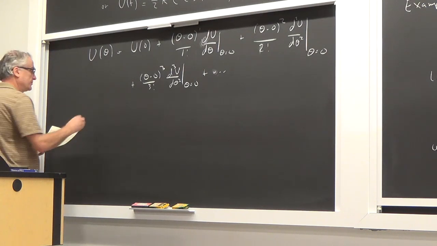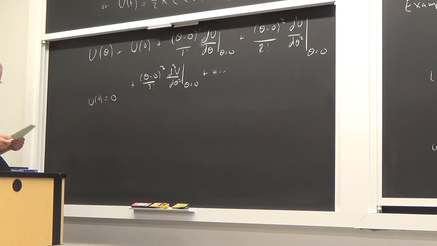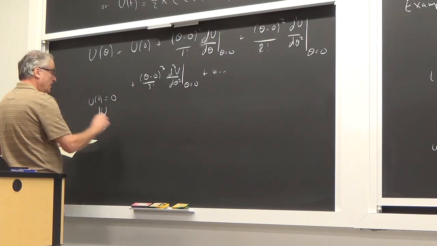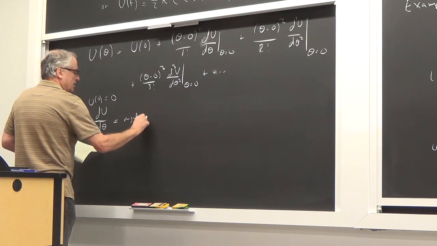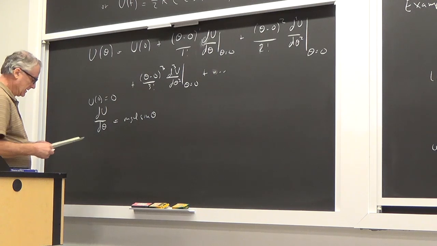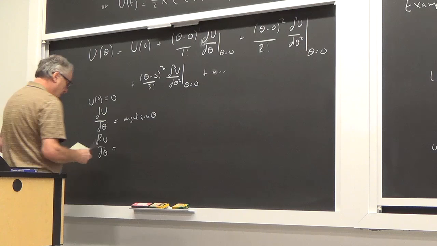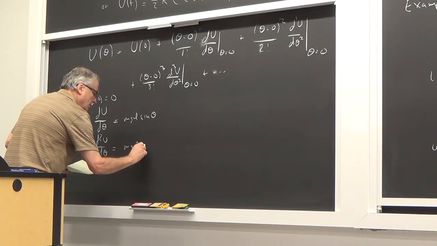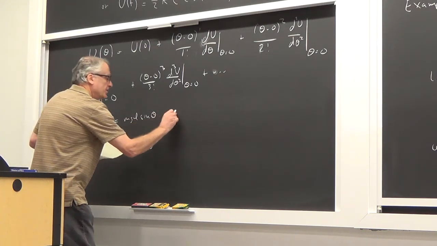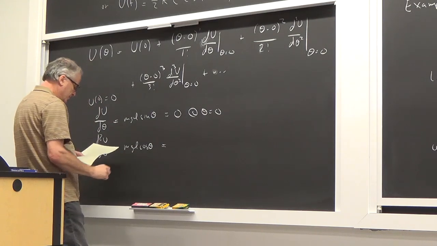And so now we can do those derivatives. U of zero we had chosen already to be zero. Du by d theta is just mgl sine theta, the derivative of 1 minus cosine theta. The second derivative, d squared u by d theta squared, is just mgl cosine theta. So the first derivative is equal to zero at theta equals zero, and the second derivative at theta equals zero is just mgl.